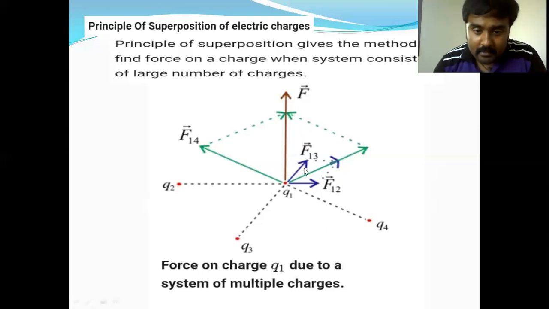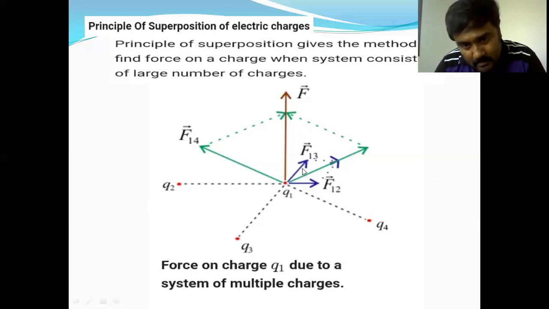So while calculating one force, we just ignore the presence of other point charges. In a similar way, the force acting on plus Q1 due to plus Q3 is also repulsive. Coulomb force always acts along the line joining the two point charges. The force acting on plus Q1 due to plus Q3 is along Q3 to Q1. That is represented by F13 vector.